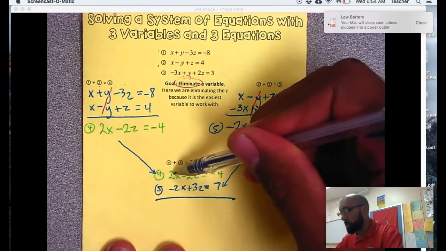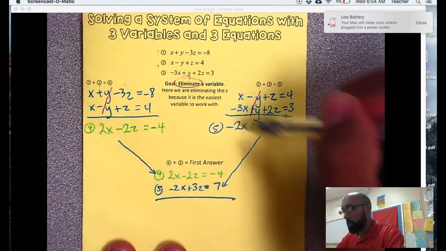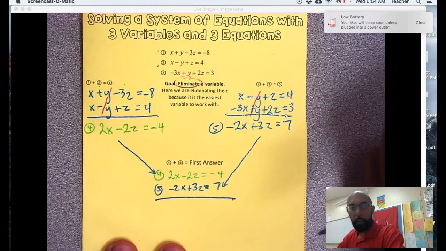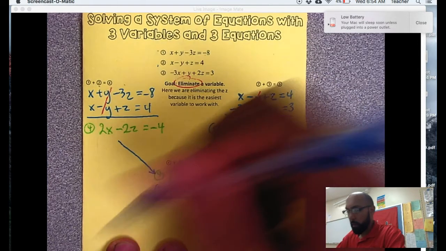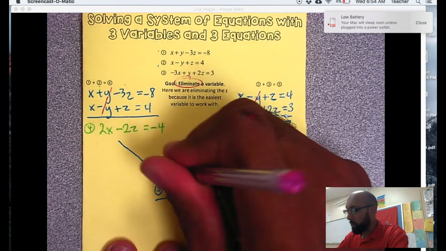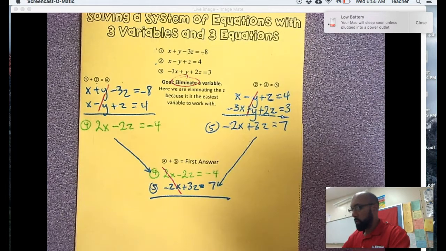I notice right away I can choose a new variable. I don't have to choose y this time. On the first step I need to choose the same one, but here in the next step I can choose whichever one I want. And I notice, as you probably noticed, that the x's can be eliminated. So now I'm going to end up with another new equation.